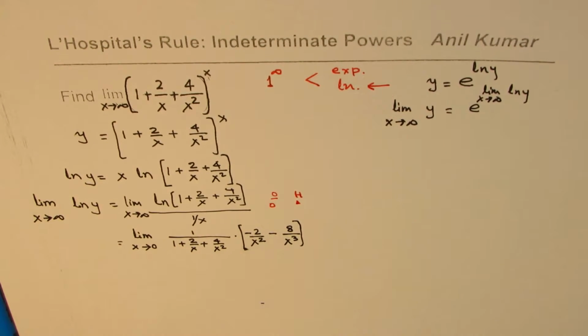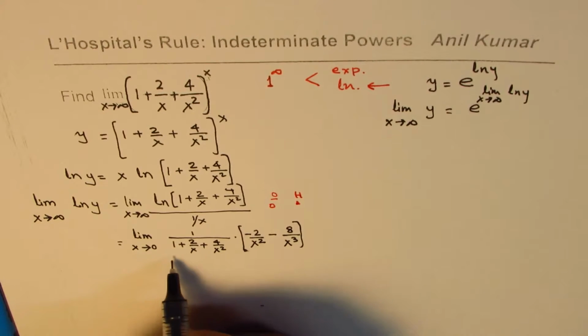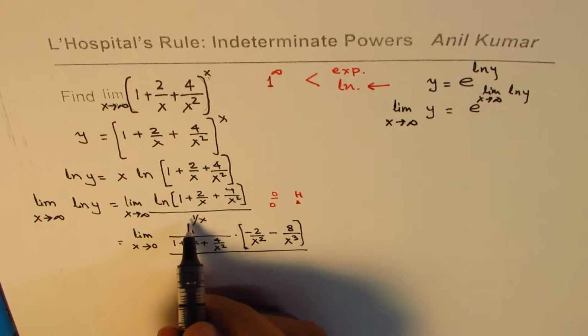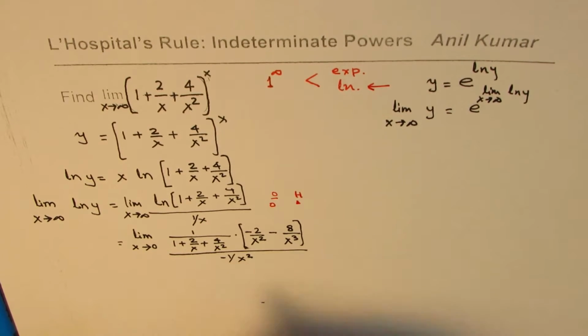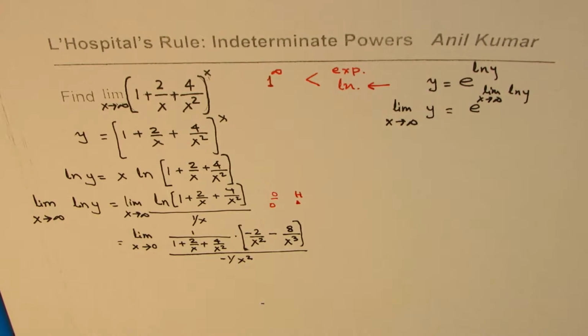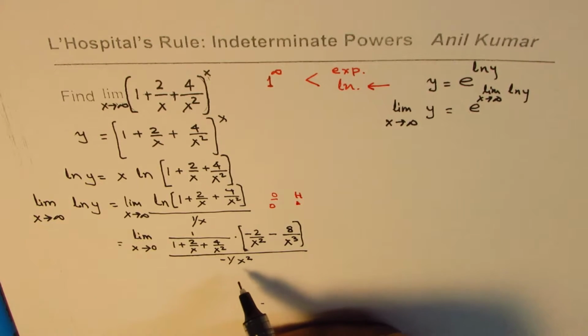So that times this comes in the numerator, and the denominator for us will be the derivative of 1 over x, which is minus 1 over x squared. Is it okay? So that is how we get the quotient of their derivatives.